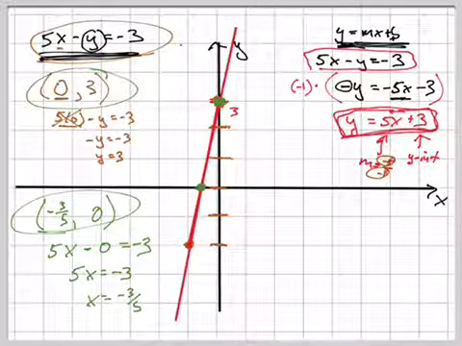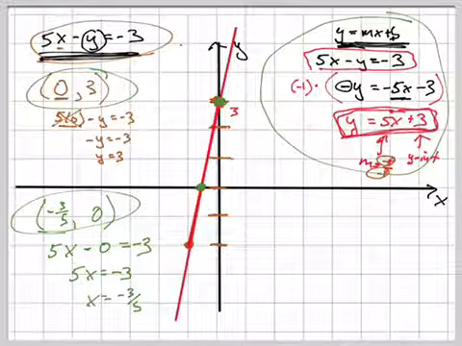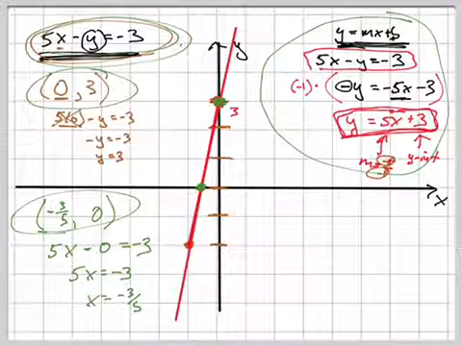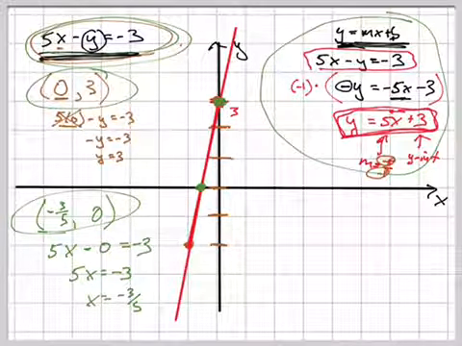Either way works. You could either convert it to slope-intercept form, or leave it in what's called general form and find a couple points. And you didn't have to find the intercepts, but those to me are the easiest ones to find, because 0 is an easy number to work with.